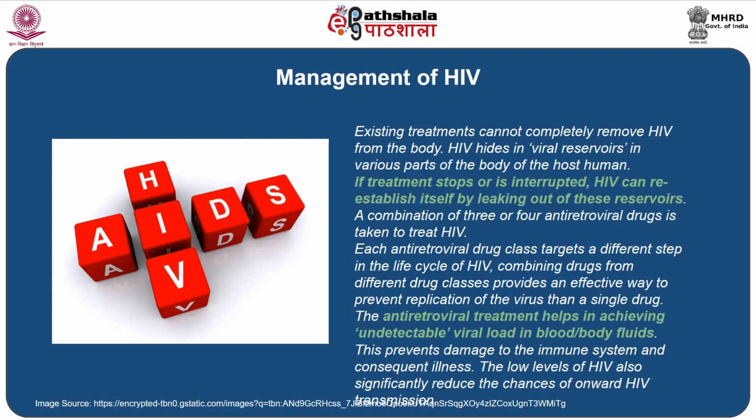Each antiretroviral drug class targets a different step in the life cycle of HIV. Combining drugs from different drug classes provides a more effective way to prevent replication of the virus than a single drug. The antiretroviral treatment helps in achieving an undetectable viral load in the blood or body fluids. This prevents damage to the immune system and consequent illness. The lower levels of HIV also significantly reduce the chances of onward HIV transmission.